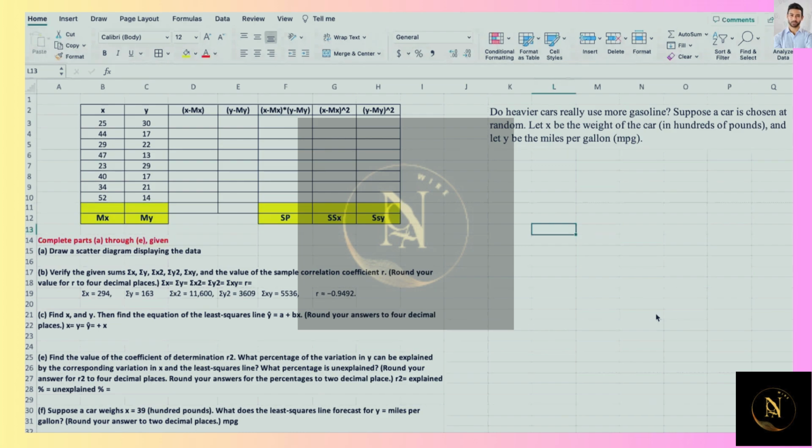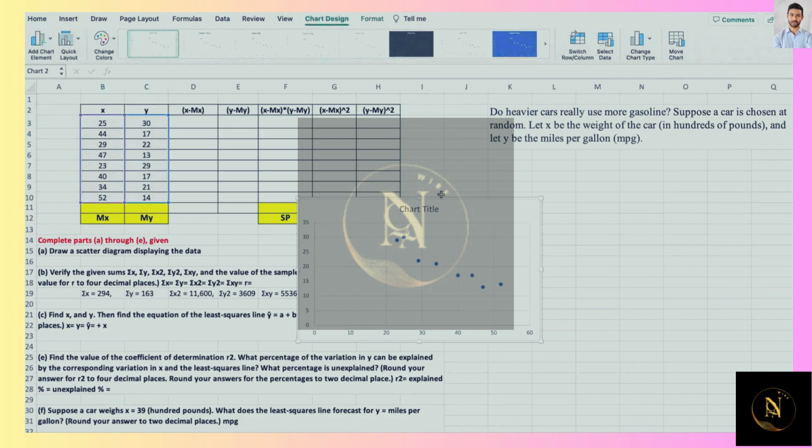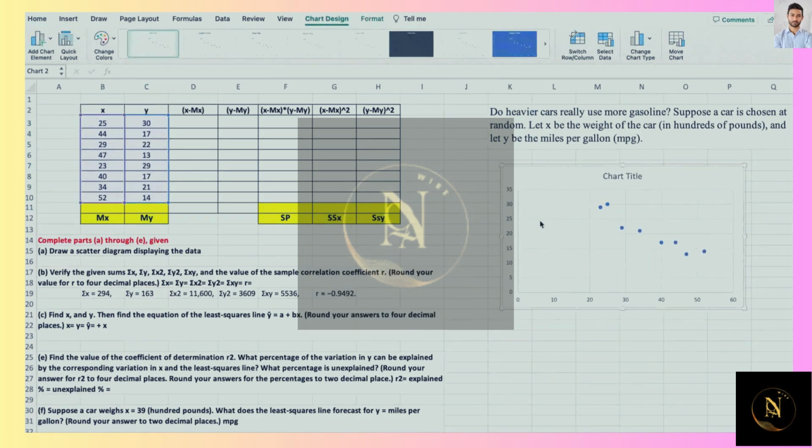So it says, do heavier cars really use more gasoline? Suppose a car is chosen at random. Let X be the weight of the car in hundreds of pounds and let Y be miles per gallon, mpg. So we have our X and Y set up here. Draw a scatter diagram displaying the data. So I'm going to insert my scatter diagram. And here's my scatter diagram.